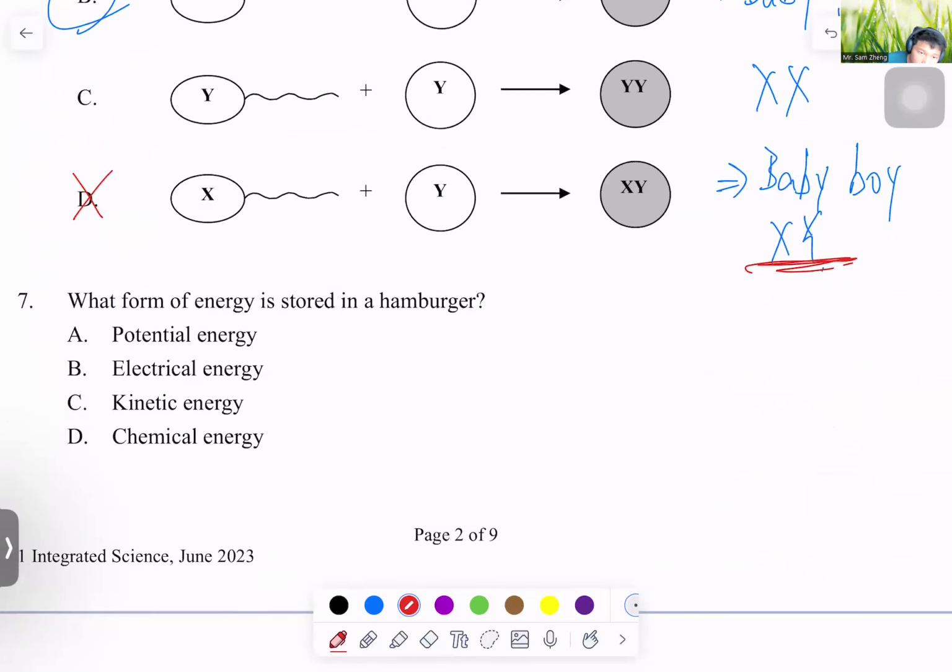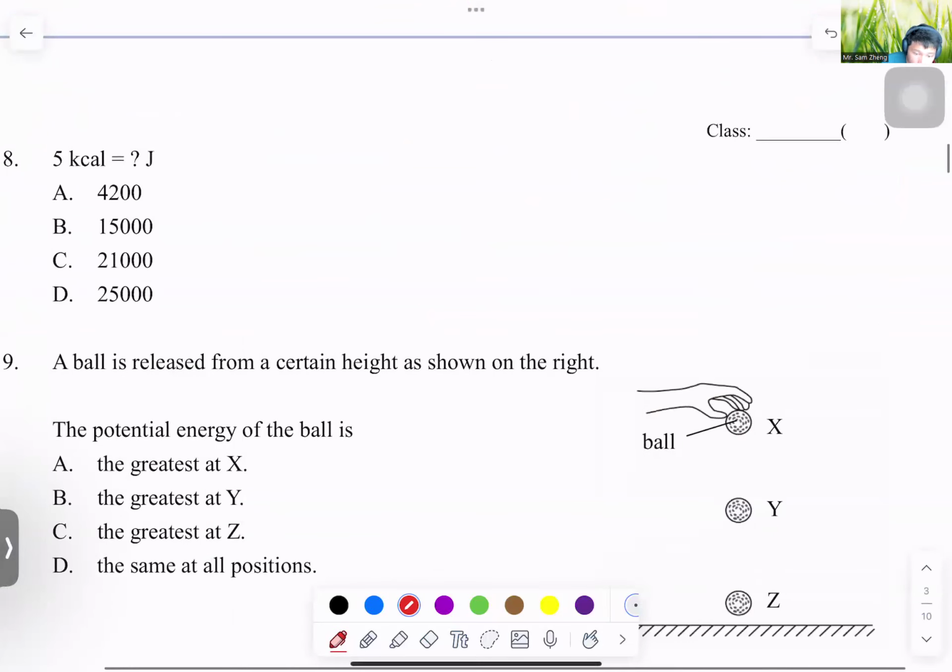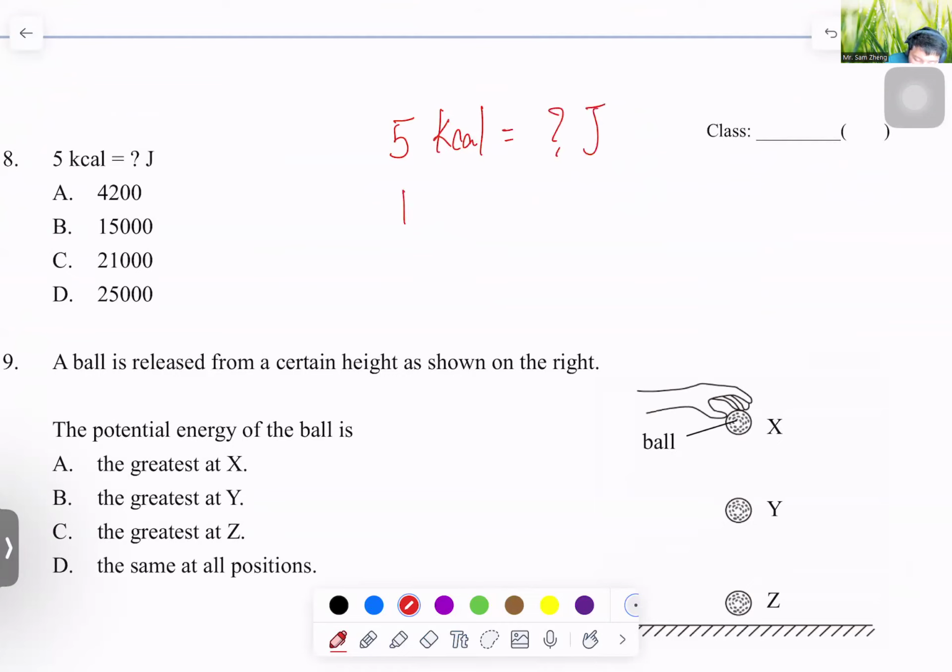Next, which form of energy is stored in a hamburger? We will notice that a hamburger, in fact, is a type of food. When we talk about food, that must be chemical energy. Next, 5 kilocalories would be equal to how many joules? We need to know how many joules are in 1 kilocalorie. That would be 4,200 joules for 1 kilocalorie. Therefore, 5 kilocalories would be equal to 21,000 joules of energy. Just times 5.